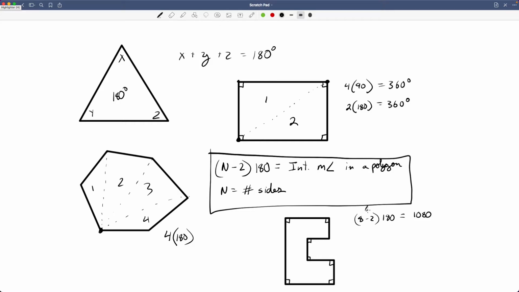So that would be 6. 6 times 180 is 1080. Let's see if that works for us. Let's see if that's true. So I have 1, 2, 3, 4, 5 interior angles that are 90 degrees. So 5 times 90 degrees plus, now these two are exterior 90 degrees.